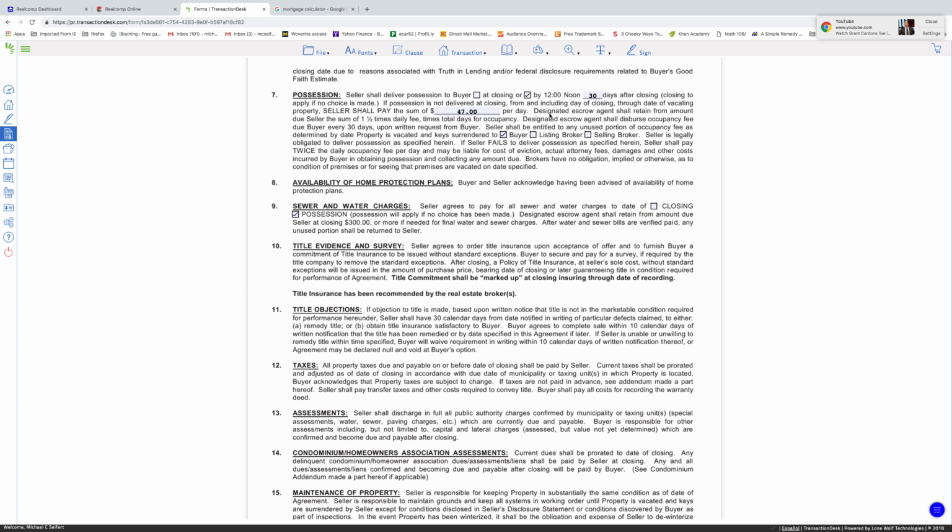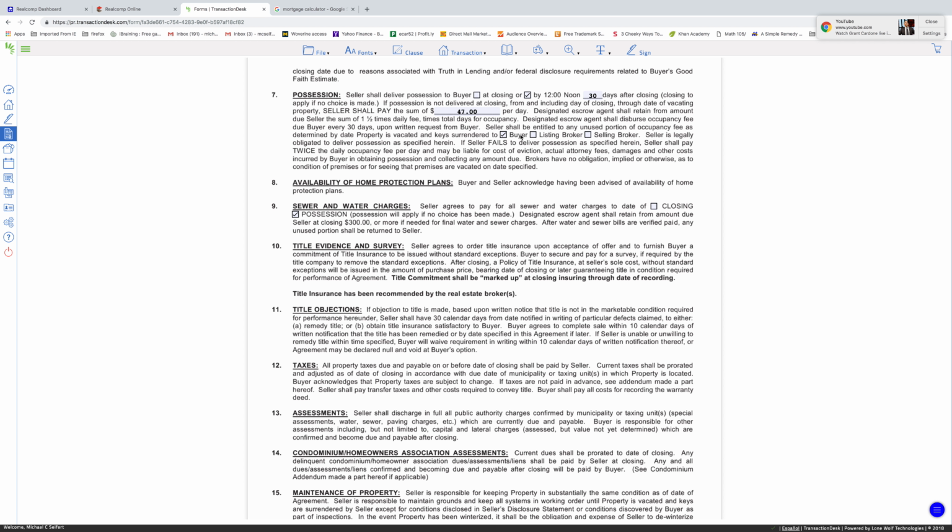And this gets held by the designated escrow agent, usually the title company, at 1.5 times the daily fee. So they're going to collect 47 times 1.5, about $70 a day, times 30. So $2,100. The title company at closing will hold $2,100 out of the proceeds from the seller. So let's say the seller owed money on the house and netted $10,000. Out of $10,000, they're going to take out $2,100. So there's going to be a check issued for $8,000 at closing to the seller, and $2,100 is going to be in escrow until they move out.